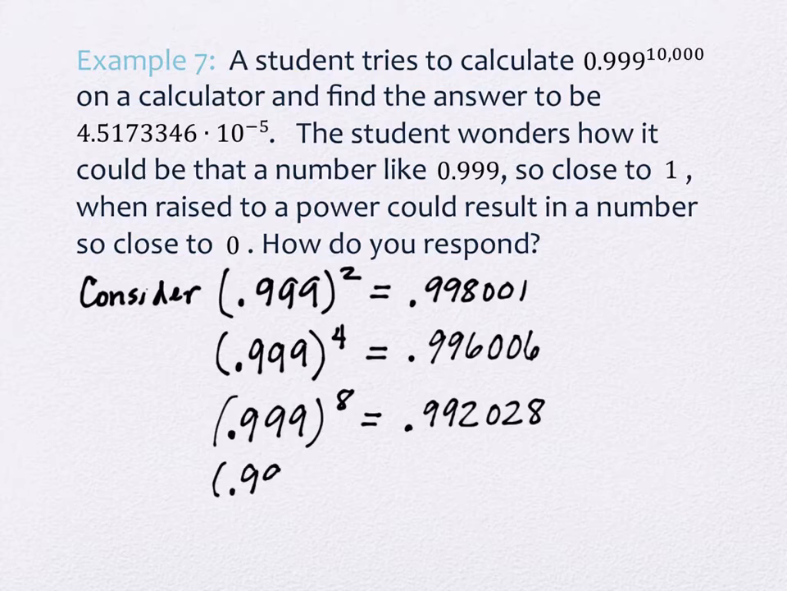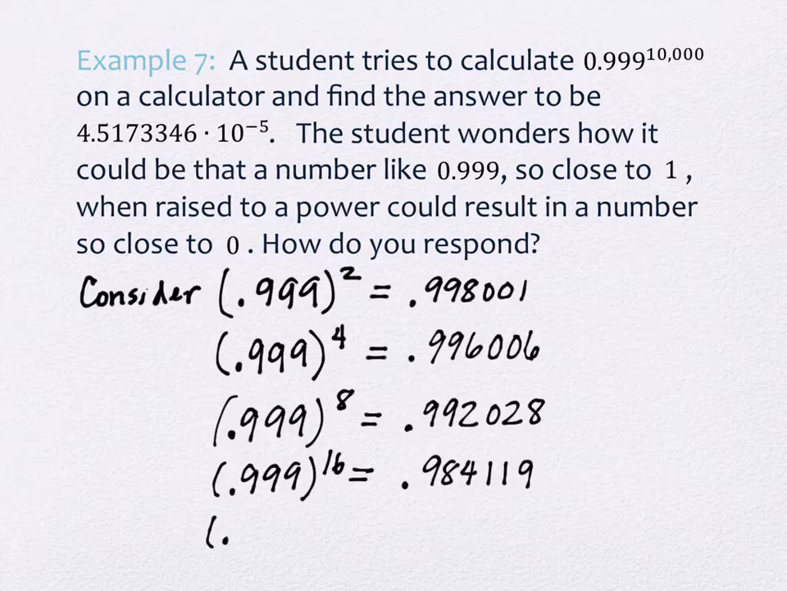Let's double it again. What about a power of 16? 0.984119. Did I get it all? Yes. Okay, we're a little further away from the dollar. We're at 98-ish cents now instead of 99. But we're still nowhere near 0. Agreed?